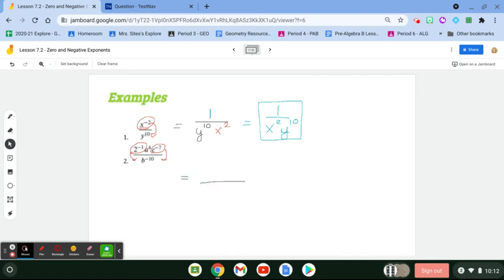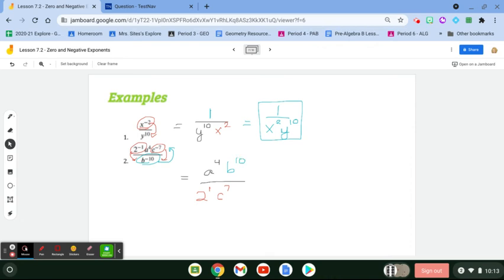I'm going to move the 2 down into the denominator with a positive exponent, and I'm going to put the c into the denominator with a positive exponent. The a to the 4th power already has a positive exponent, so I'm going to leave it in the numerator. In the denominator, I already have a b to the negative 10, so it needs to move from the denominator up to the numerator. So I'm going to move the b to the negative 10 to the numerator and make it into a positive exponent.